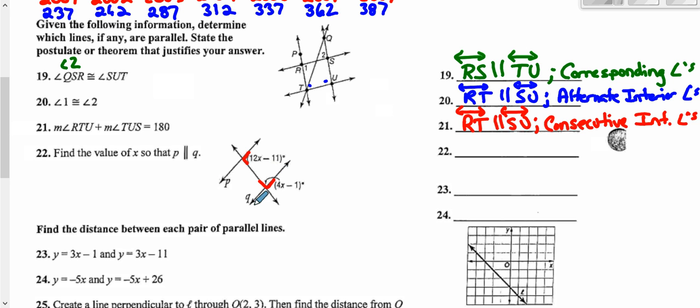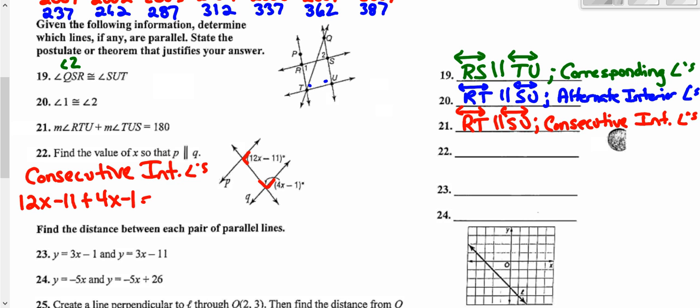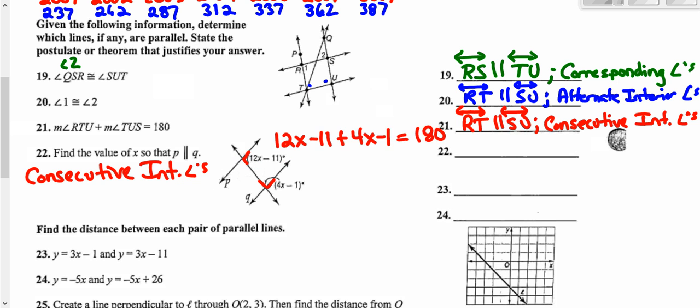Now, if P is parallel to Q, which is what we want to say that they are, these two would be the consecutive interior. Remember, another way to say that is same side interior. And those are always supplementary when we're in a parallel situation with a transversal. So we'll have 12x minus 11 plus 4x minus 1 equals 180. So let's go ahead and solve this equation. So I'm going to go ahead and move that over here, give myself a little bit more room.